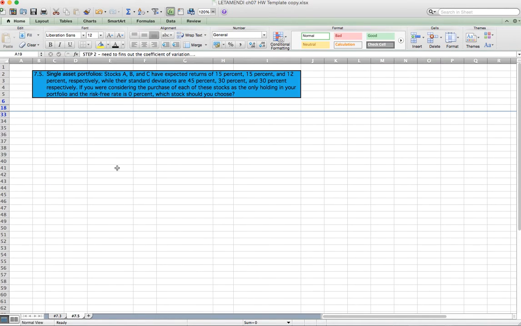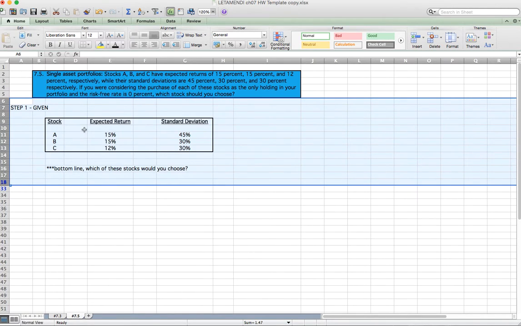All right, a little bit more involving. Now, the second problem that we're going to go over in this video is 7.5, single asset portfolios. Stocks A, B, and C have expected returns of 15, 15, and 12% respectively, while their standard deviations are 45%, 30%, and 30% respectively. If you were considering the purchase of each of these stocks as the only holding in your portfolio and the risk-free rate is 0%, which stock should you choose?